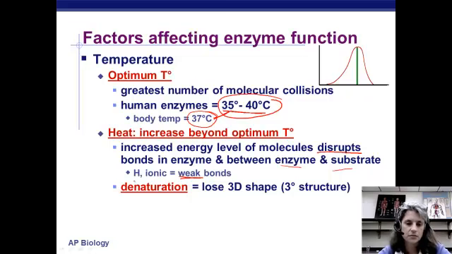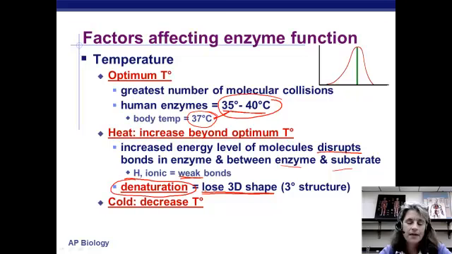So you should know this word. We've heard it before. Denaturation, or the denaturing of an enzyme, is when it loses its very important shape. The active site is no longer shaped properly. It can't fit its molecule. It's not going to work anymore.